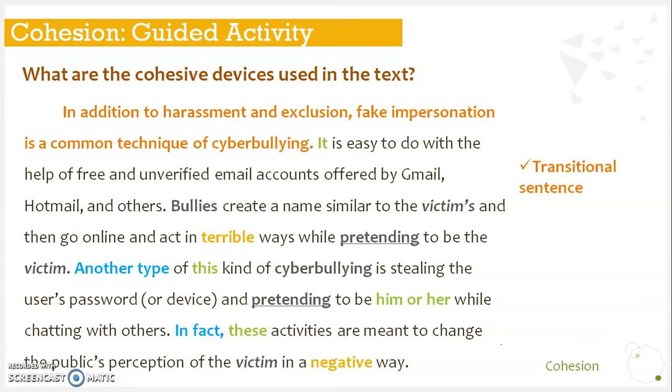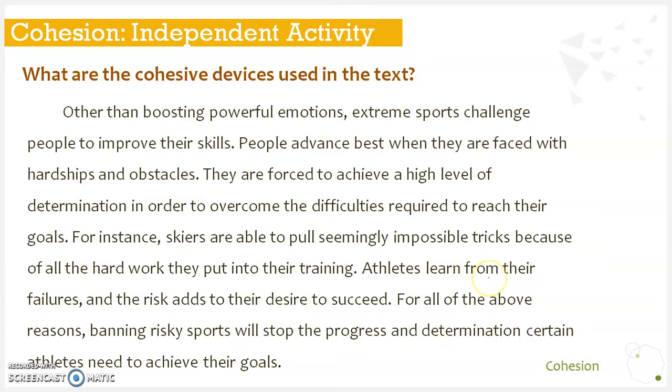Let's see. This is the transitional sentence here that contains the previous subtopics. Then we have these transitions used. The pronouns: it, standing for fake impersonation. Then we have this, cyberbullying, him or her for the victim or the user, and these for activities. Repeated words like bullies, cyberbullying, pretending, and victim. Synonyms: terrible, negative, and others.